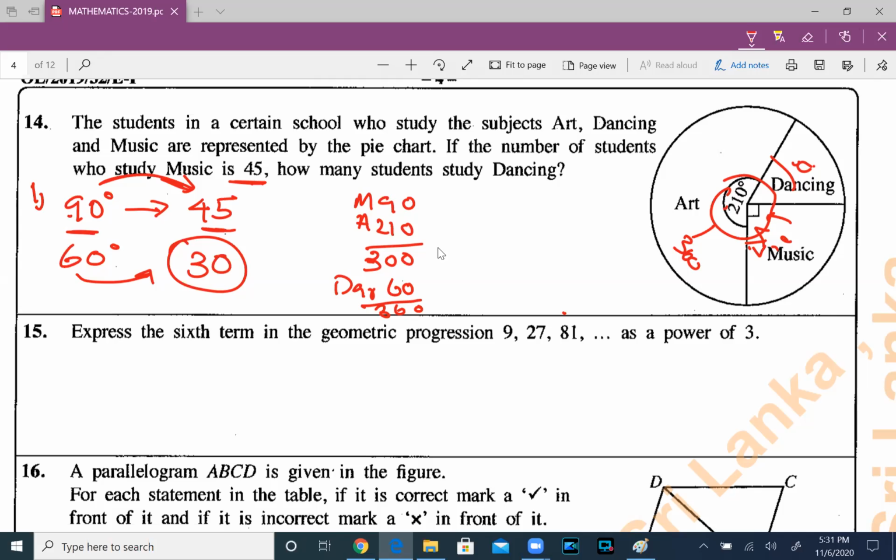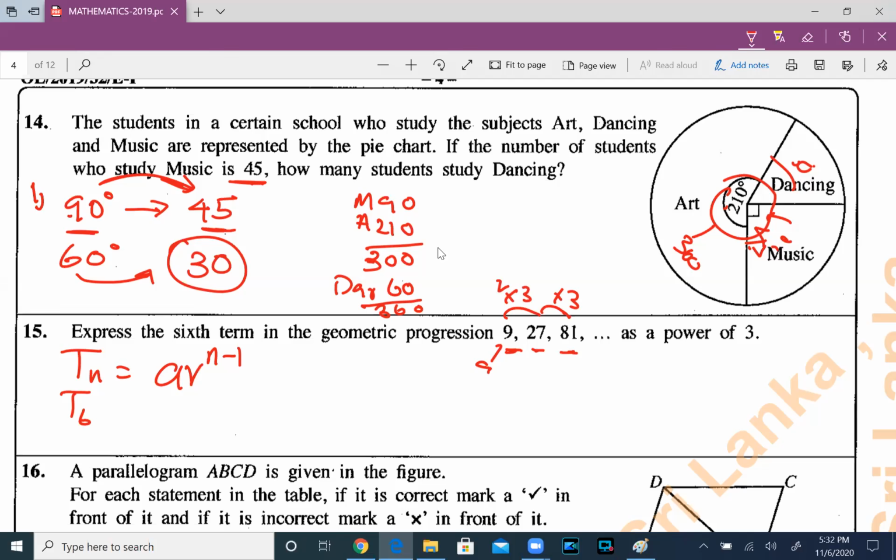So now, express the sixth term in the geometric progression 9, 27, 81. It's simple. Tn is equal to a r to the power n minus 1 is the equation for the geometric progression. They ask for T6, so n is 6. The a is 9, that is the first term. r is the ratio. Here to here it is multiplying by 3, and again here to here it is multiplying by 3. So r is equal to 3.